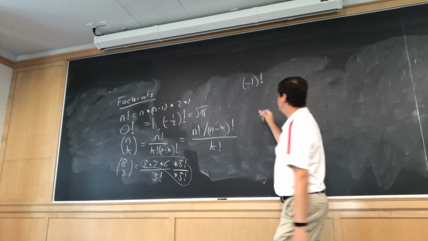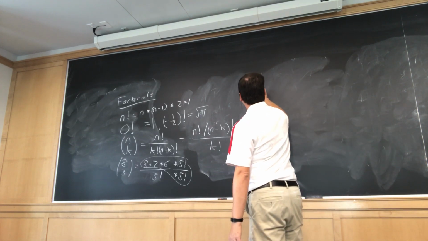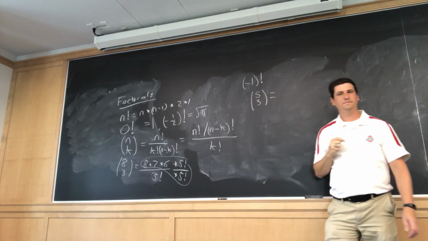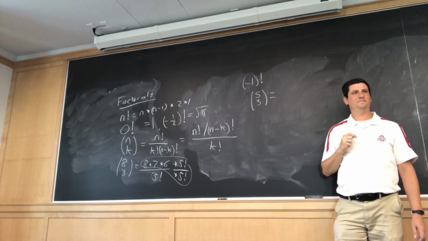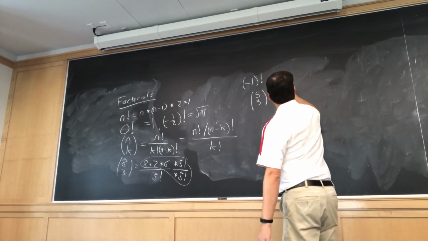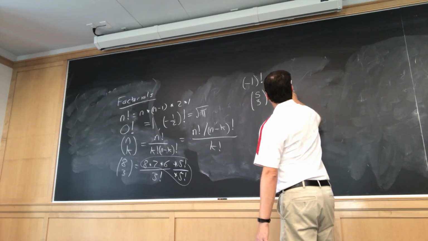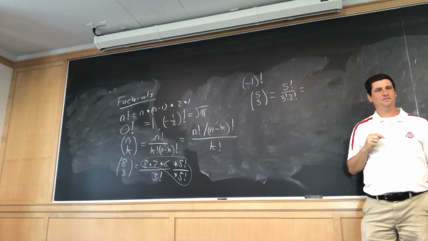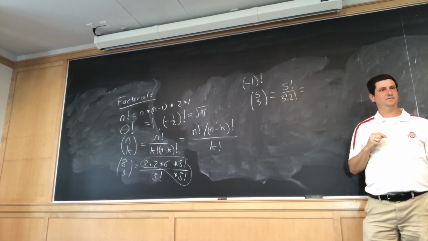Right? Can somebody tell me what 5 choose 3 is? 5 factorial over 3 factorial times 2 factorial. And what does that equal? 10. That equals 10.